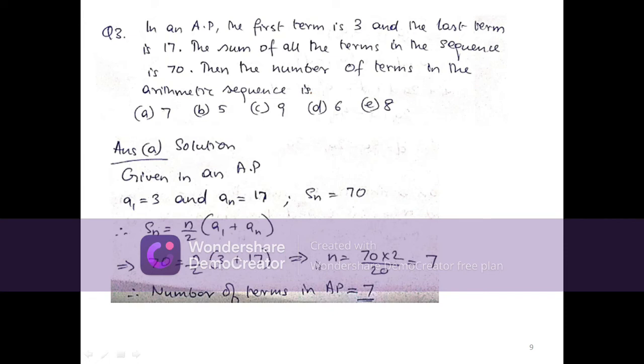So n equal to 70 into 2 by 20. So n equal to 7. So the number of terms in the arithmetic progression is equal to 7.